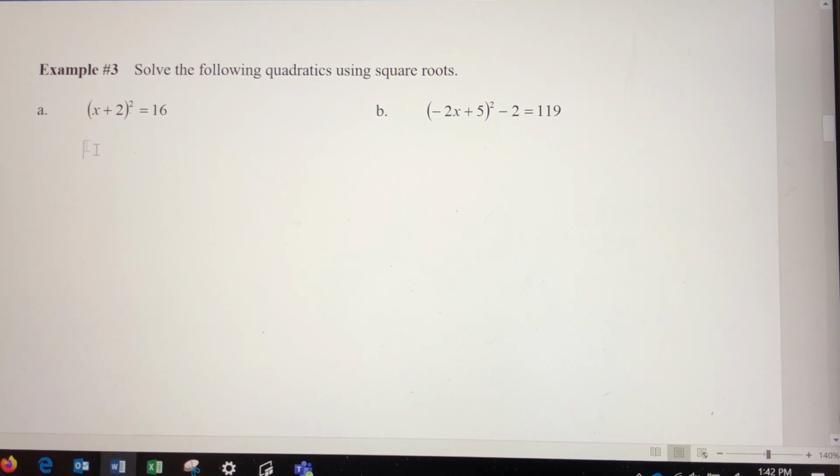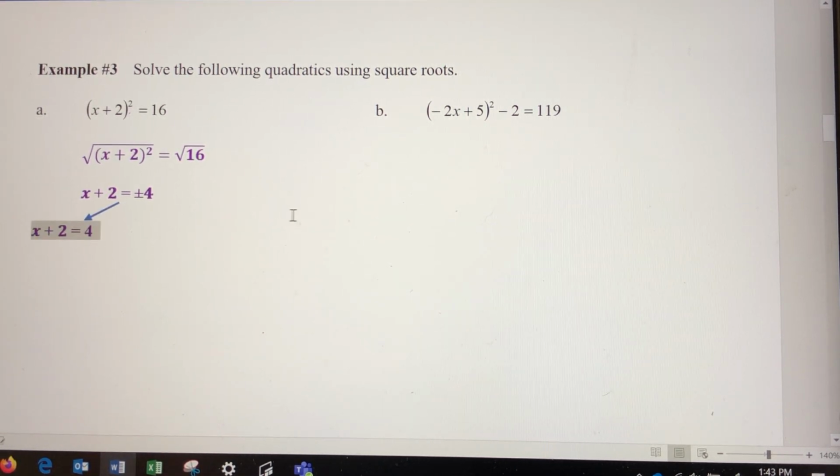So in example 3a here, the first thing I can do is take the square root of both sides right away. The square root of this binomial squared is going to give me x plus 2, and the square root of 16 is plus or minus 4. Let's break it down: x plus 2 equals positive 4, or x plus 2 equals negative 4. Now I can subtract 2 from both sides, and I get my two solutions: x equals positive 2, or x equals negative 6.